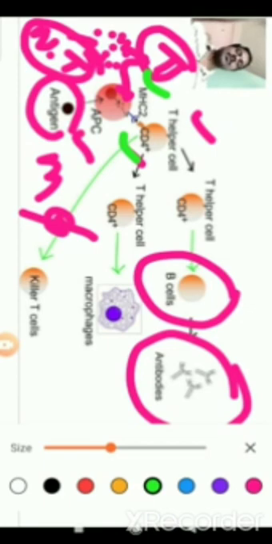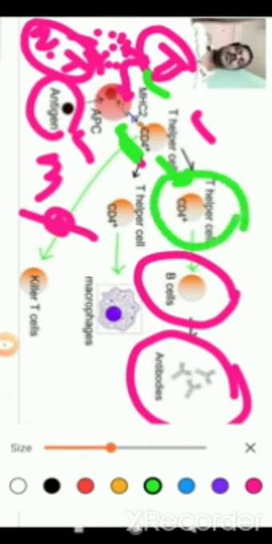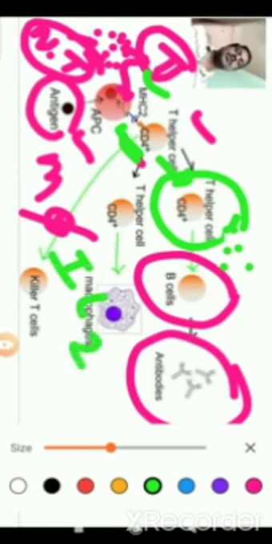So when the TH cells gain the signals, or bind the antigens with the help of CD4 plus, then the TH cell is activated. The activated TH cell releases some molecules called interleukin 2 molecules, or cytokines.